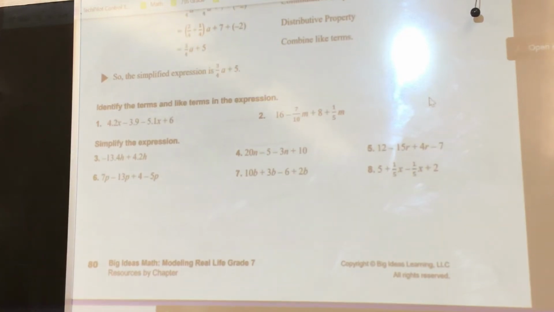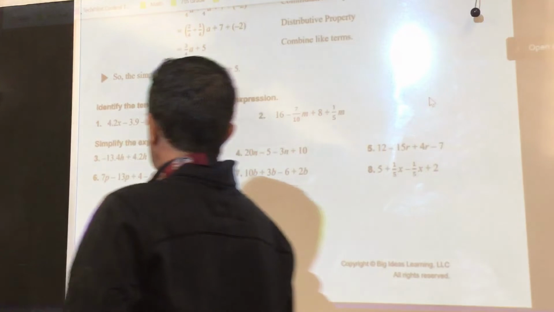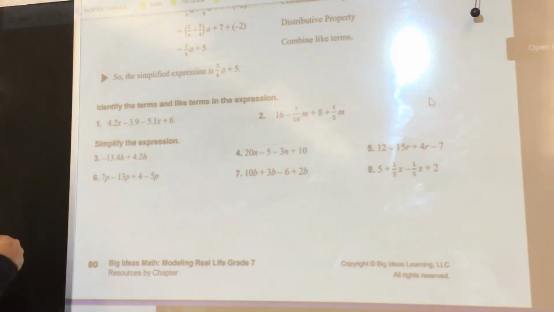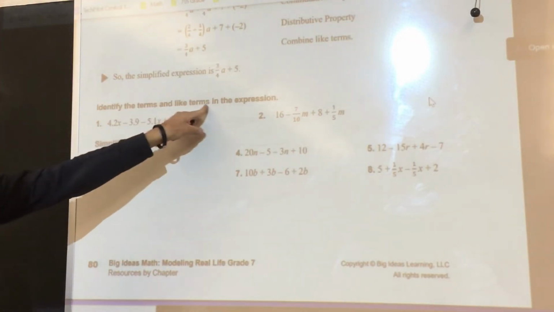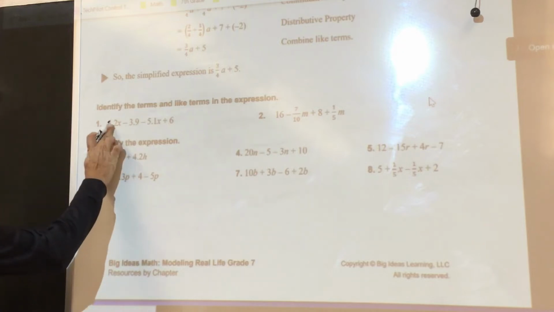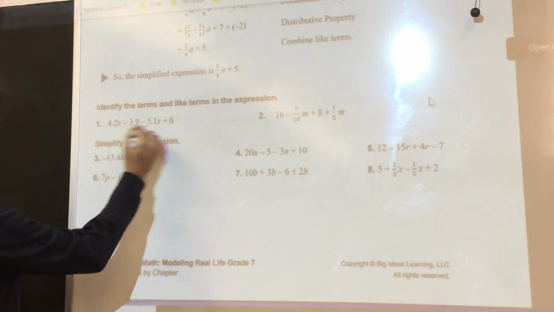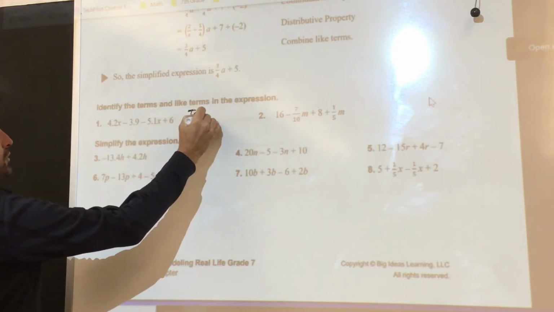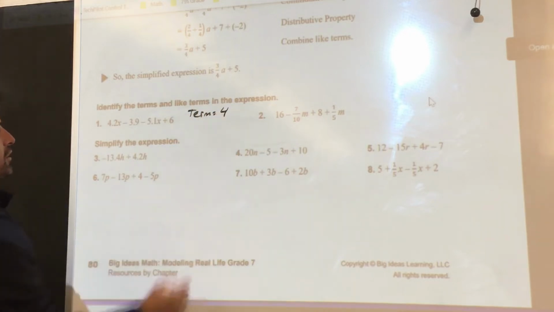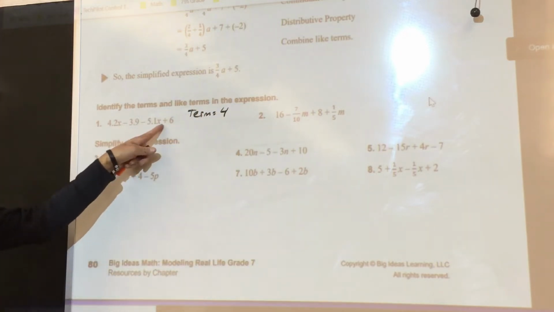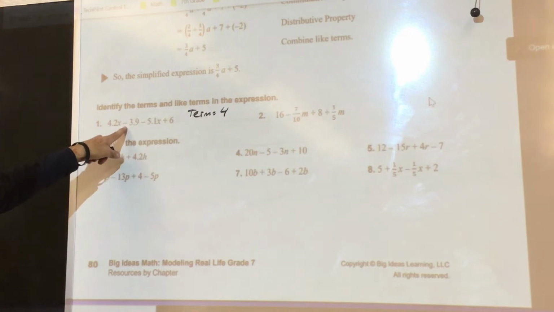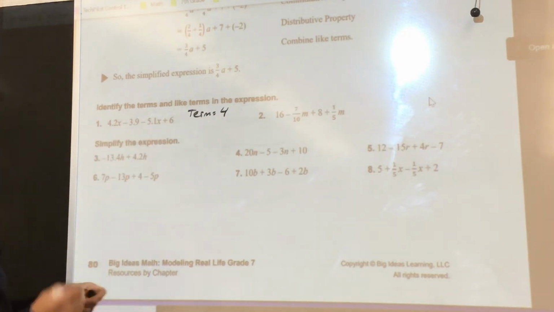All right. So the first problem, make sure that you can see that. 4.2x minus 3.9 minus 5.1x plus 6. It says identify how many terms. Well, we know there's 1, 2, 3, and 4. There's 4 terms. Terms are separated by an addition or subtraction sign. Subtraction, subtraction, addition, there's 4 terms.